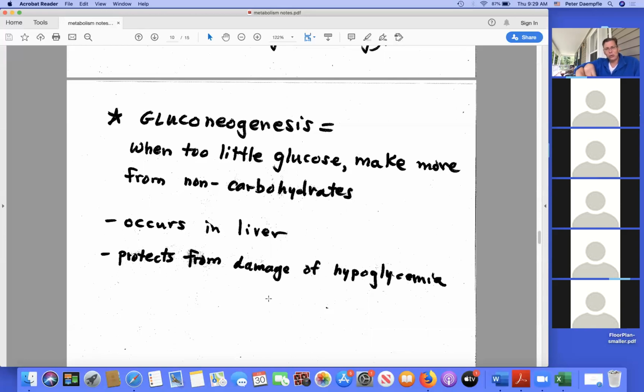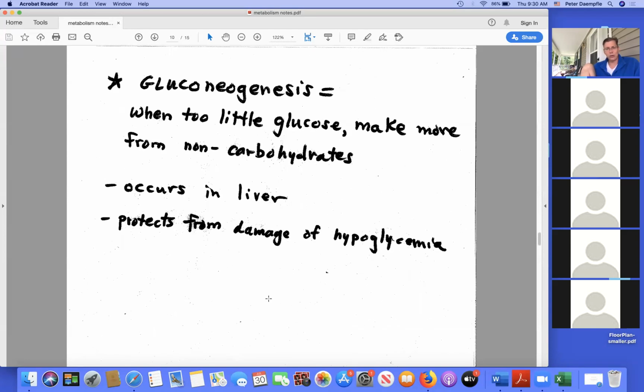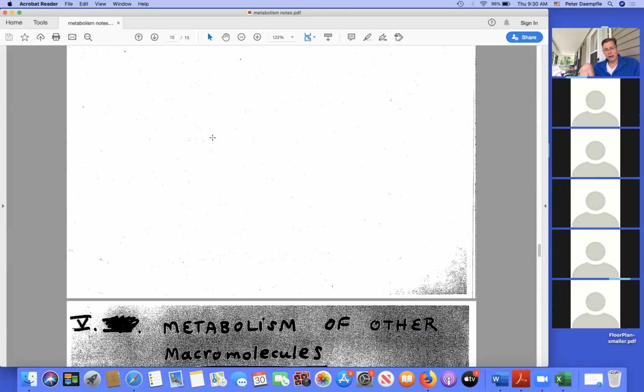Gluconeogenesis occurs when you have too little glucose and you make more sugar from non-carbohydrates. This is why a low-carb diet doesn't really work. If you don't have enough carbs, the body will make it in the liver to protect from damage of hypoglycemia from too little sugar. That's called gluconeogenesis. Neo means new, glucose sugar, genesis means to create. So you're making new sugar even though you're on a low-carb diet.